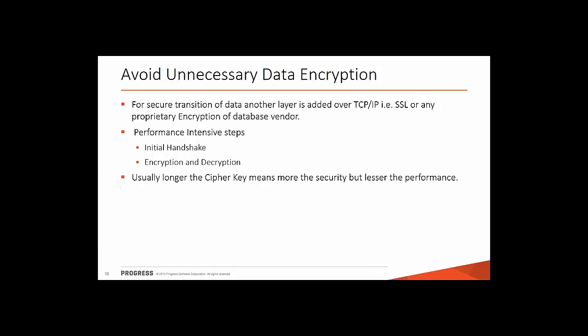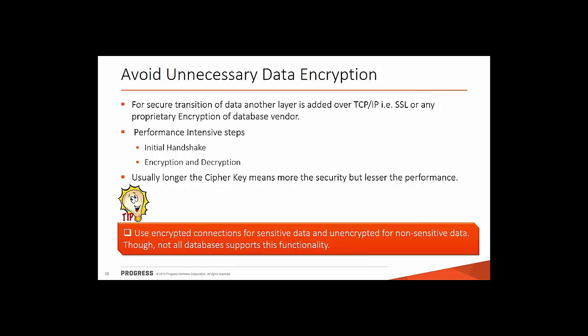And if you use longer cipher keys, meaning cipher keys with higher strength, those usually provide better security, but obviously it takes more time in encryption and decryption, so that reduces performance. So we should be wise in choosing the level of security, or the strength of ciphers, that we choose for our encryption. Going for the best security is always good, but you have to keep in mind that it will impact performance adversely.